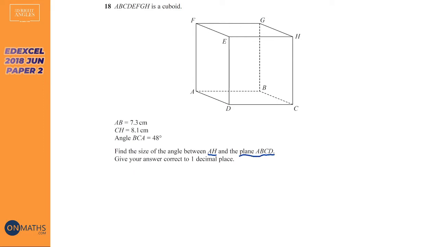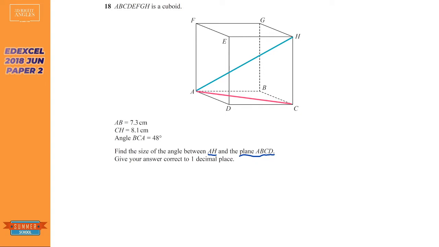So let's mark on AH first. AH is just a line from A to H, so it's a diagonal line across the cuboid. Now the plane is going to be this face down here. We need to show the angle of AH as a line so that we can work out the angle, and the way of doing that is it's just going to be the line AC.